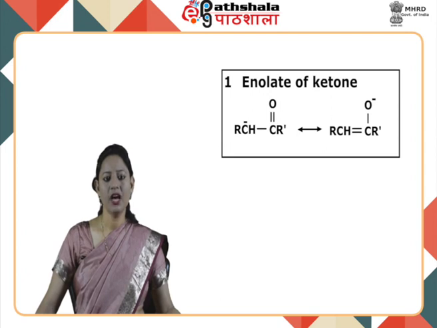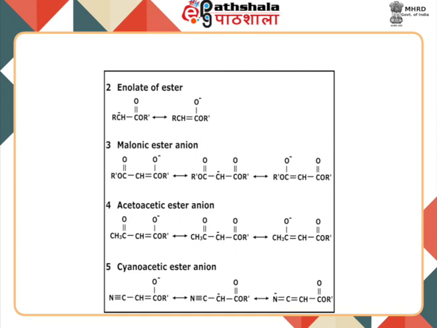Resonance in some carbanions is shown here. As you can see, the enolate of a ketone, which is generated by the abstraction of the alpha hydrogen of a carbonyl compound, is also resonance stabilized, and the carbanion has an enolate canonical form. Similarly, enolates of ester, malonic ester, acetoacetic ester, and cyanoacetic ester also have their resonating structures. So, these are resonance stabilized carbanions.